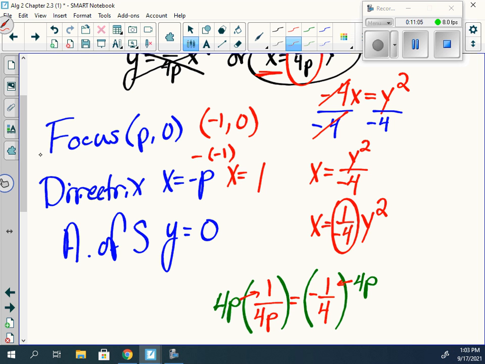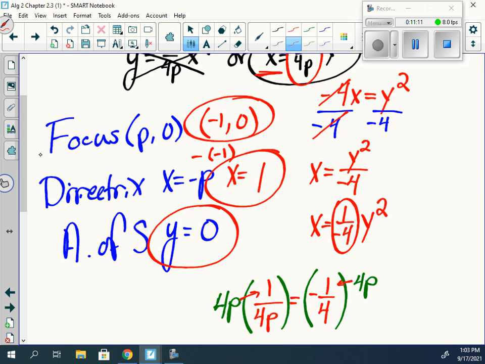So the focus is -1, 0. The directrix is x is equal to 1. And the axis of symmetry is y is equal to 0. And that's it. That is our answer. Questions on this here? We ready for the next one?